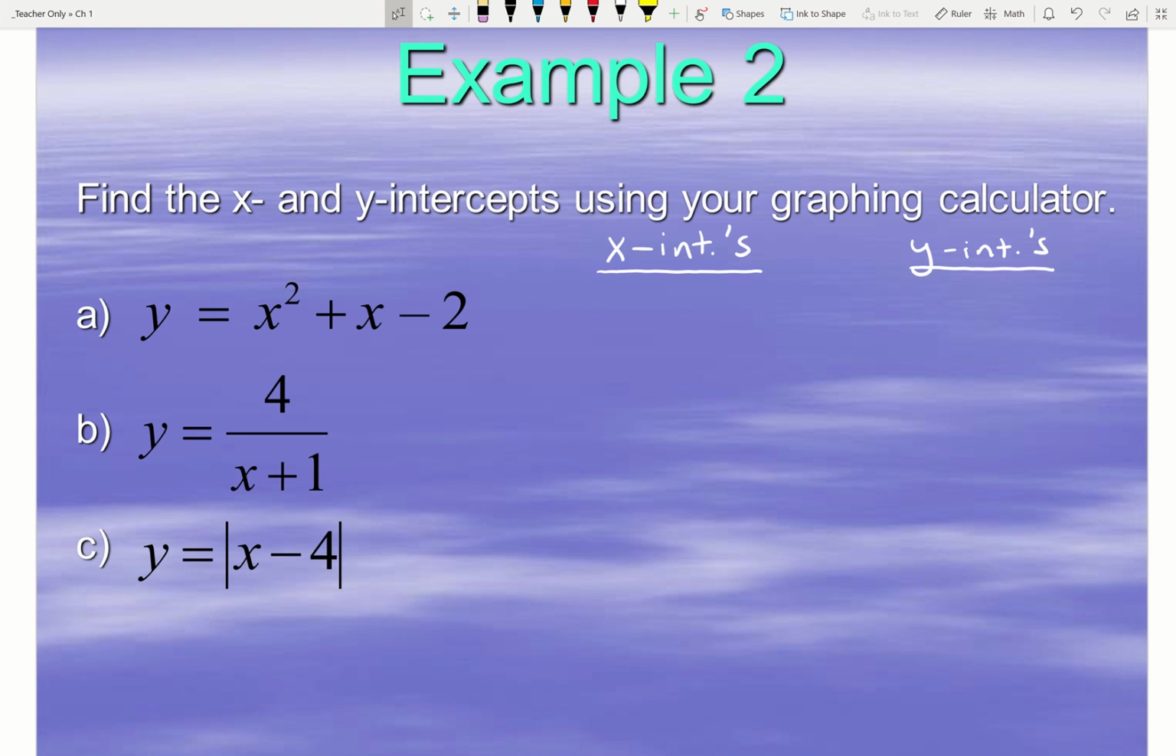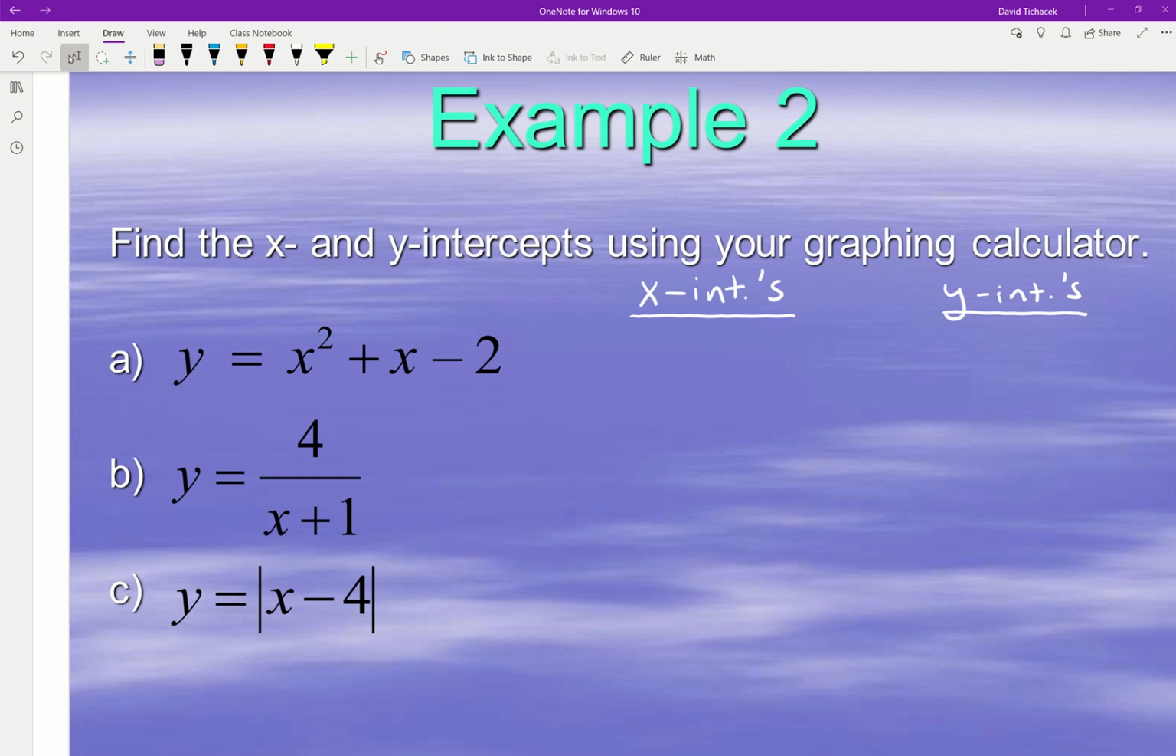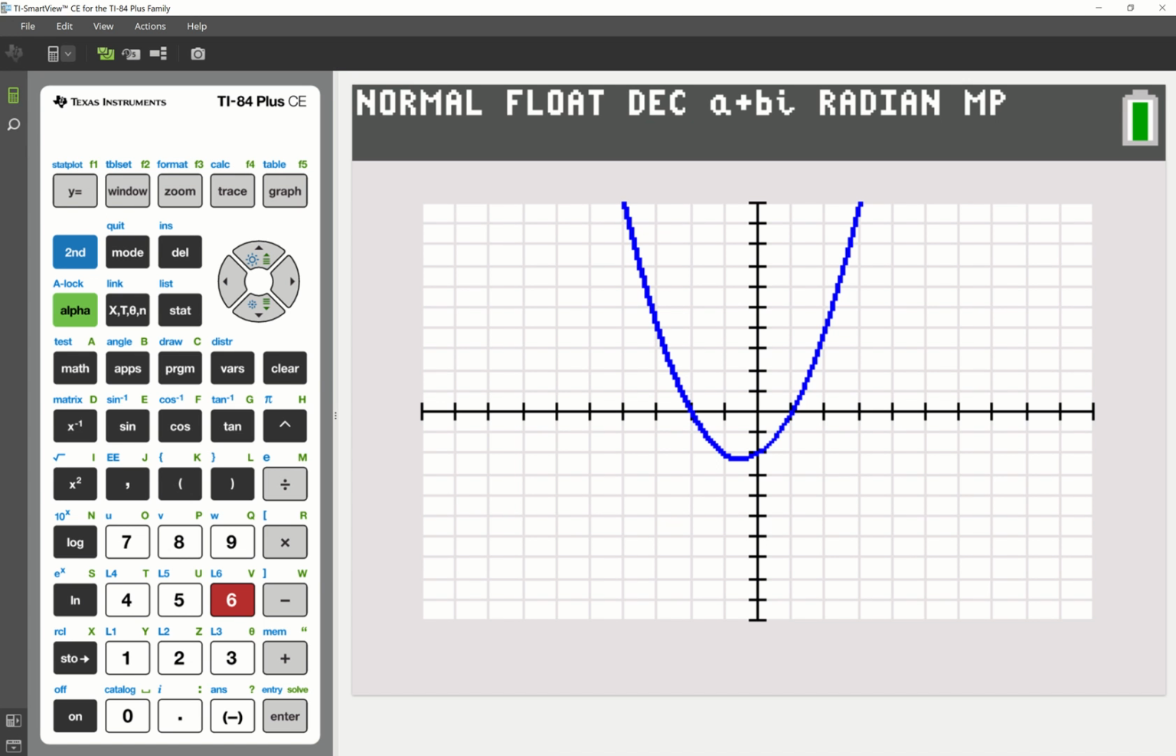Here in this next example, it says use your graphing calculator to go ahead and determine these x and y intercepts. And so I already have that ready to go here for us to view. Here is the first function that they gave us. I believe that was x squared plus x minus 2.